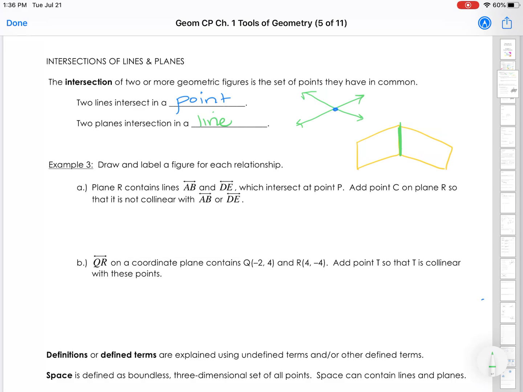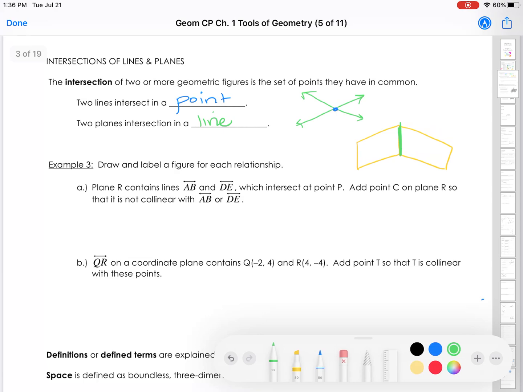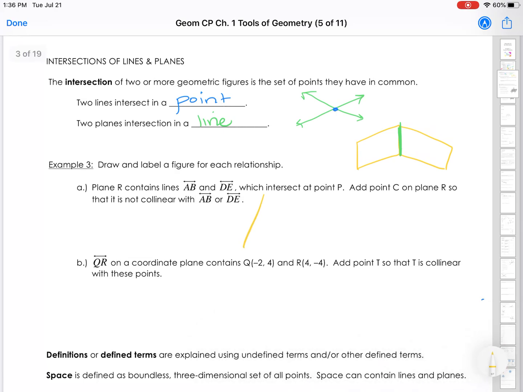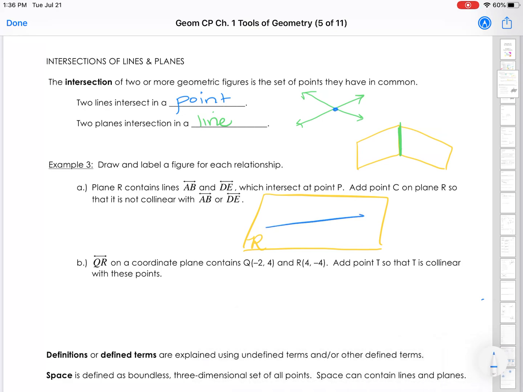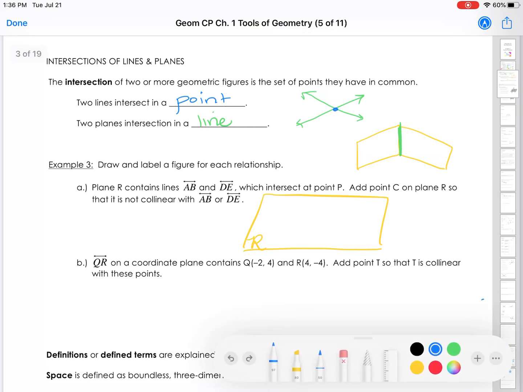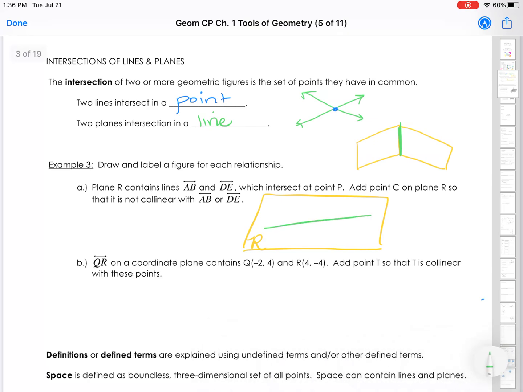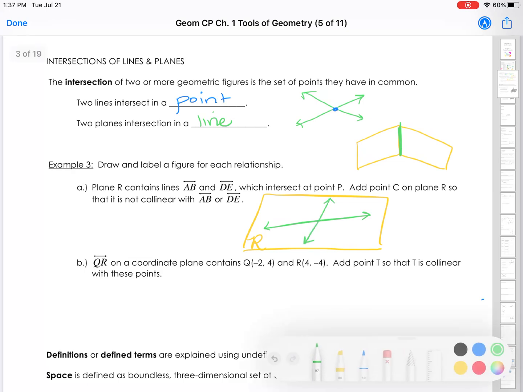All right, so to draw and label a figure in example 3 for each of these relationships, we're starting with plane R. So it would be a good idea to draw out a plane, and let's call it R. Remember, it's a capital cursive letter. And it's going to contain two lines, AB and DE, and they're going to intersect at point P. So let's draw AB. Just keeping my colors from last time. Line AB. We have line DE.